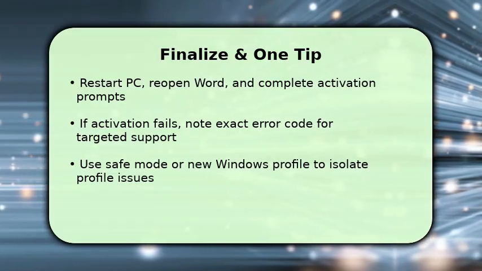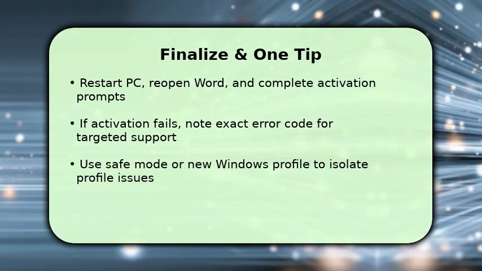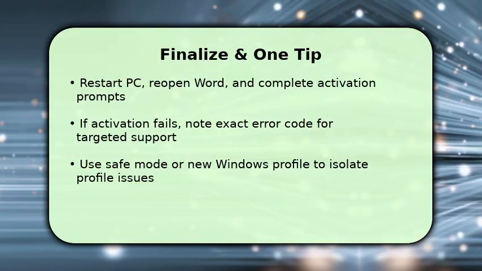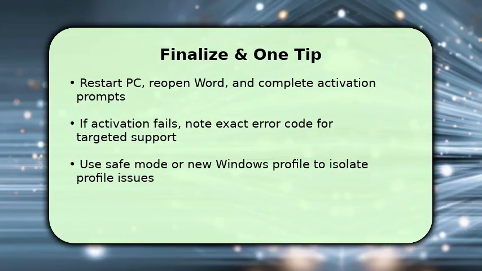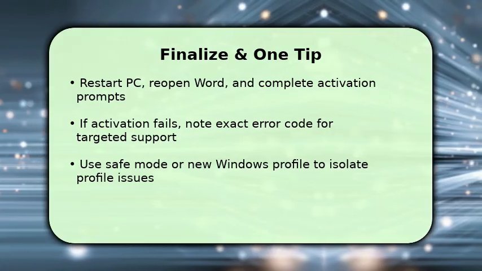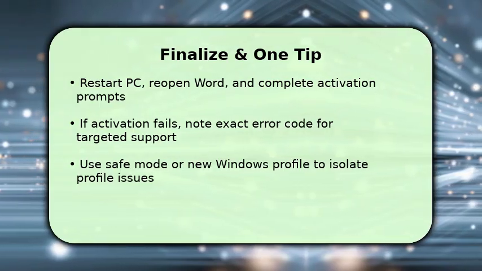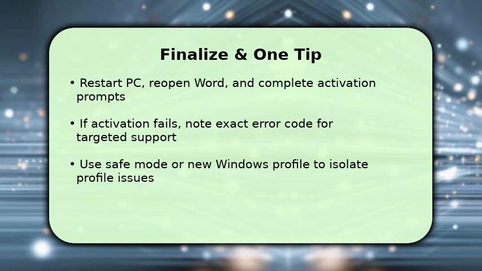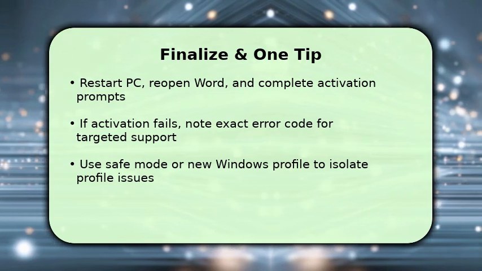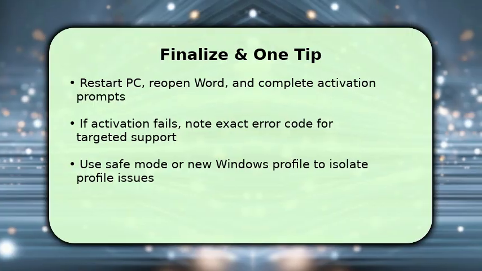As a last isolation test, try activating in Windows Safe Mode with networking or a fresh local user profile to determine whether a corrupt profile or startup app interferes. If that isolates the problem, reset the affected profile or remove the conflicting startup app before re-attempting activation.